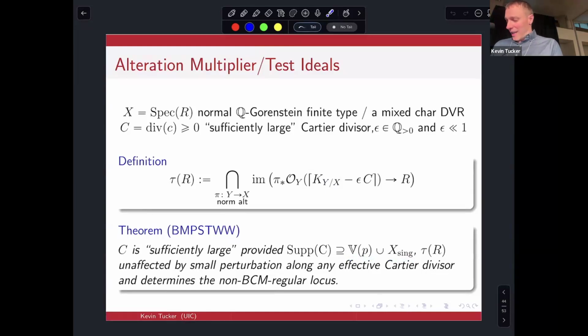Essentially, by definition, remember, BCM-regular was defined by asking for perturbation stability in all directions from the splinter condition. This gives you that this tau of R determines the non-BCM-regular locus. In particular, that locus is open. So while I don't know it for splinter, I do know it for BCM-regular.